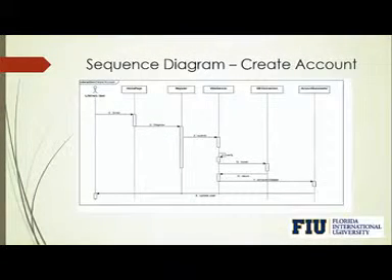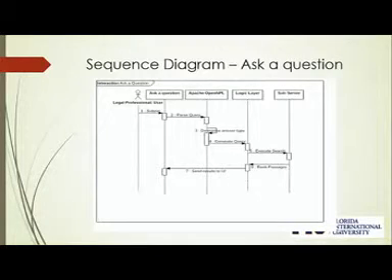Sequence diagrams. The most important sequence diagrams that I will show are create account and ask a question. Create account: a user enters the home page, registers, submits the form, the web service verifies the information and inserts the user into the database. The user is sent to an account successful page.